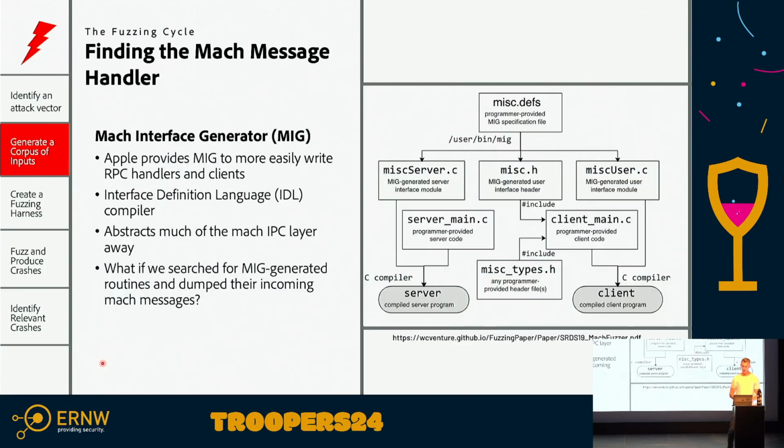And it turns out there is, because pretty much every Mach service on the macOS operating system uses what's called the Mach interface generator, or MIG. Apple provides this as an interface definition language compiler. It just abstracts much of the Mach IPC layer away from developers, so they don't really have to deal with all the bits and bytes of the Mach spec. So I thought, what if we just search for MIG-generated routines and dumped their incoming Mach message?